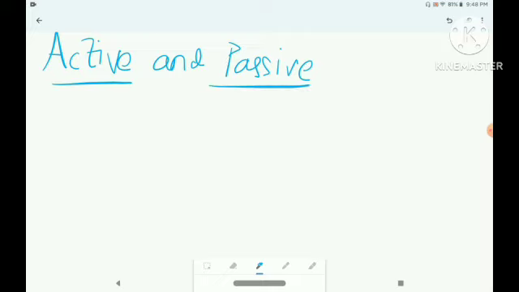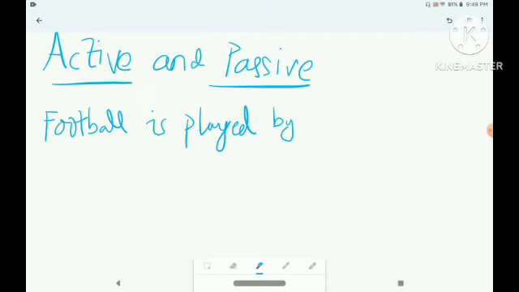A sentence is in passive voice when the person or thing denoted by the subject is the receiver of the action, that is, when the subject is acted upon or is passive. So now I will write a sentence. Okay, football is played by him. Football is played by him.